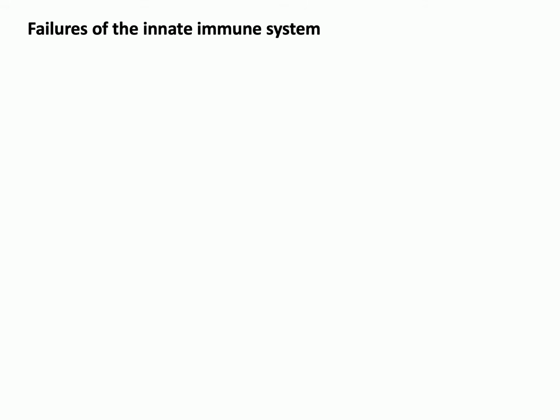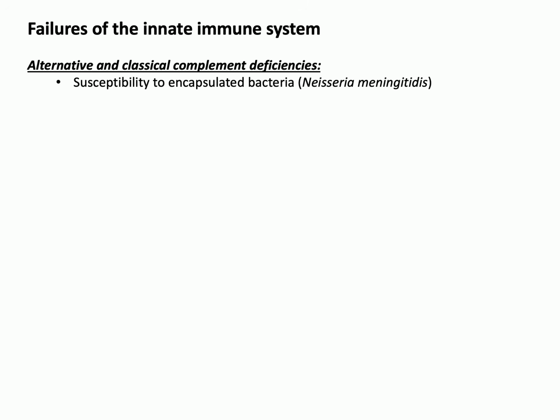Now, what happens when the immune system doesn't work? There are a number of failures of the immune system that can teach us about the importance of each of these steps that we have discussed of the innate immune response. So, for example, deficiencies in the alternative and classical complement cascades can lead to susceptibility to infection with encapsulated bacteria, such as Neisseria meningitidis.